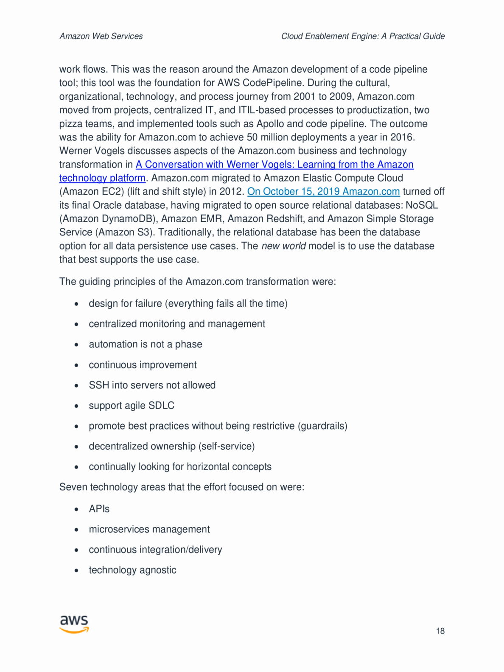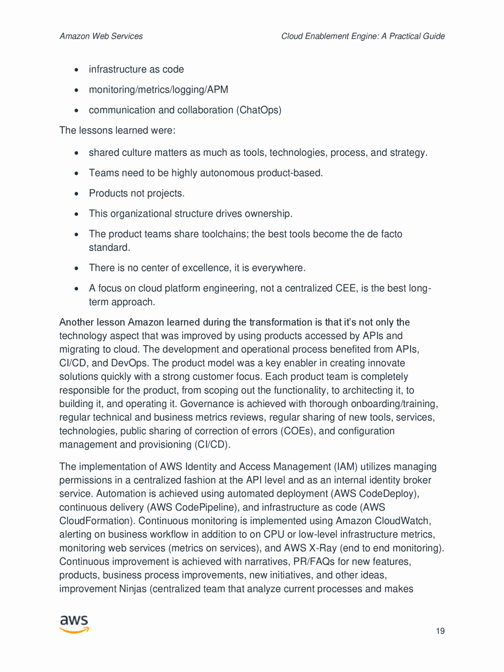The seven technology areas that the effort focused on were: APIs, microservices management, continuous integration/delivery, technology agnostic, infrastructure as code, monitoring/metrics/logging/APM, communication and collaboration, chat ops.